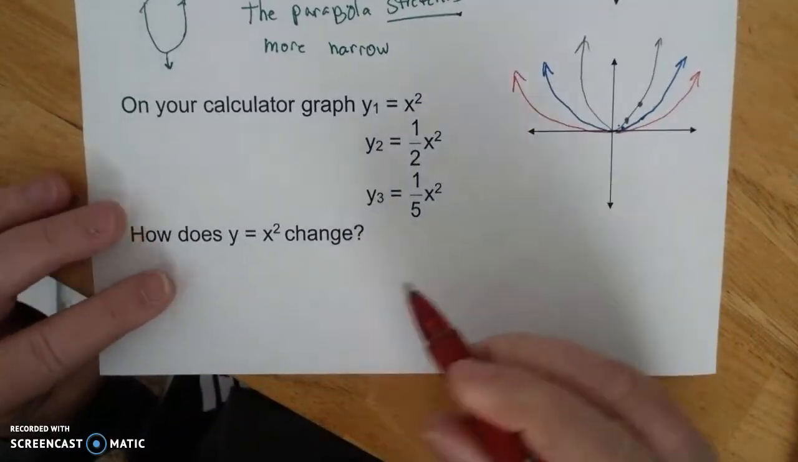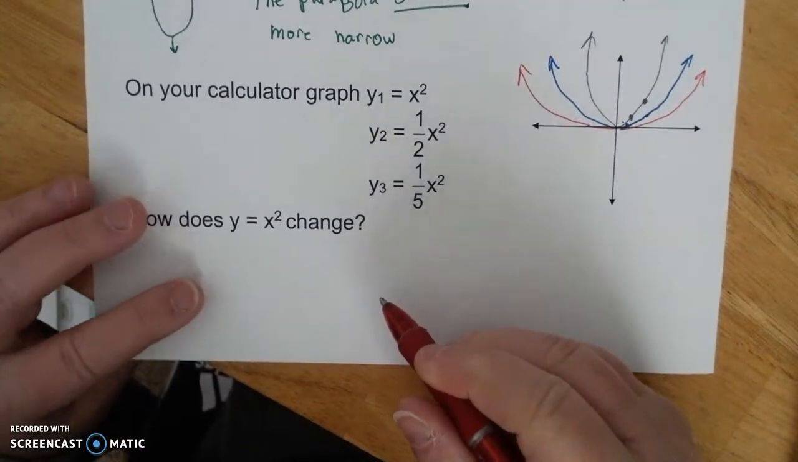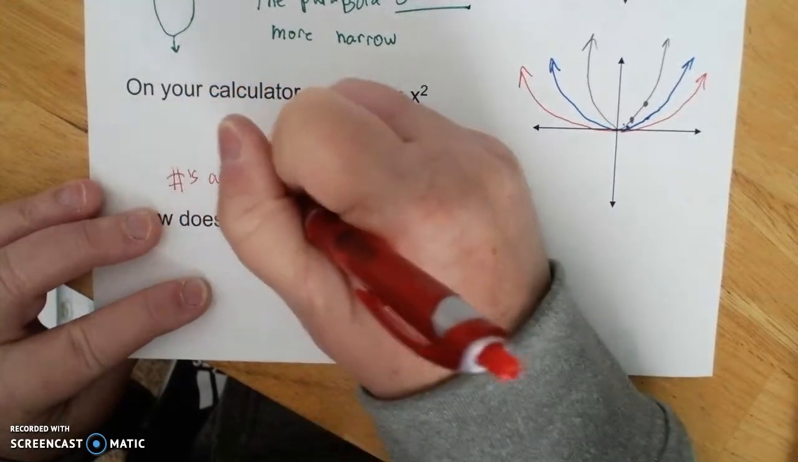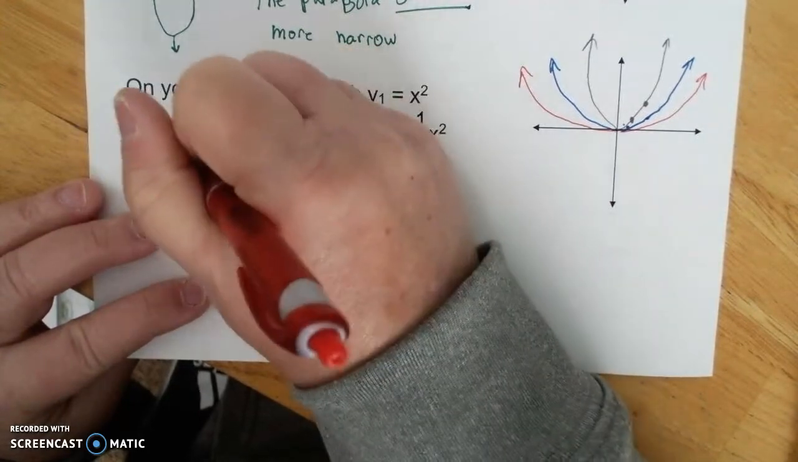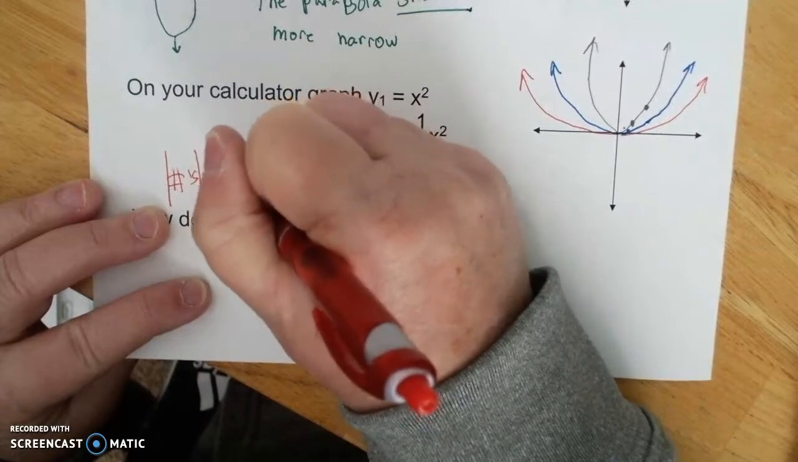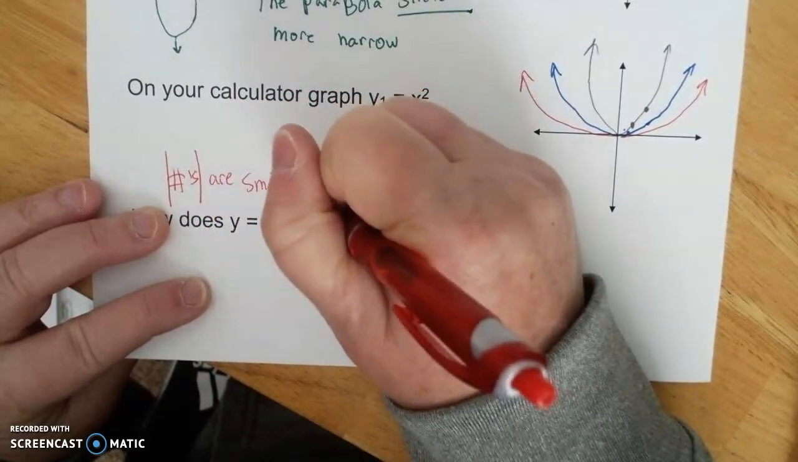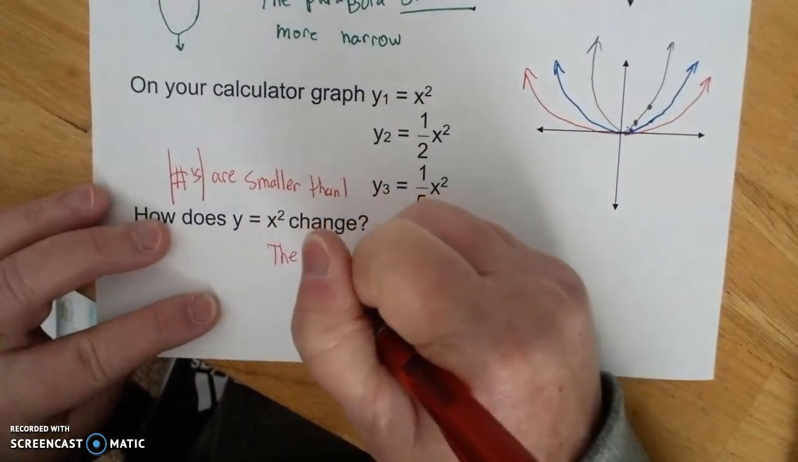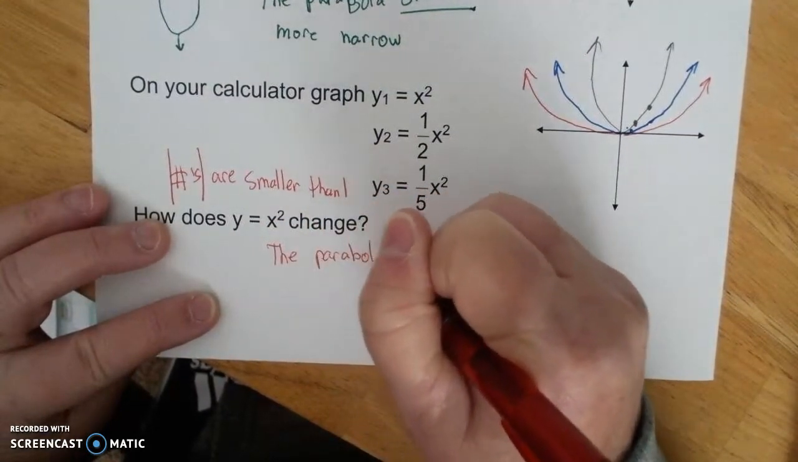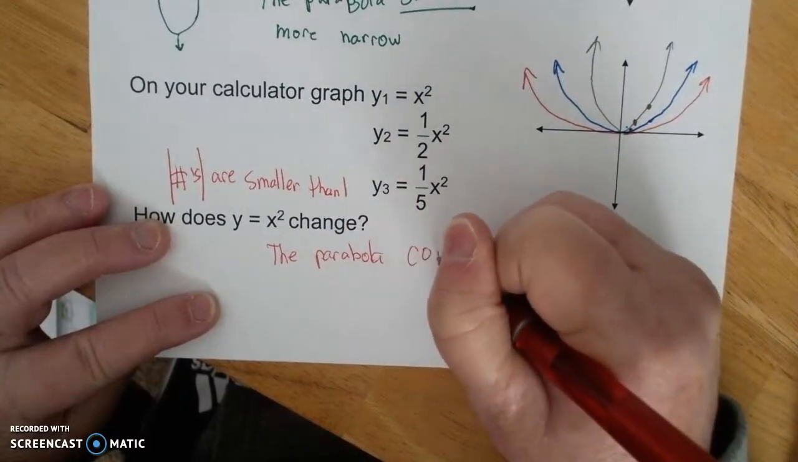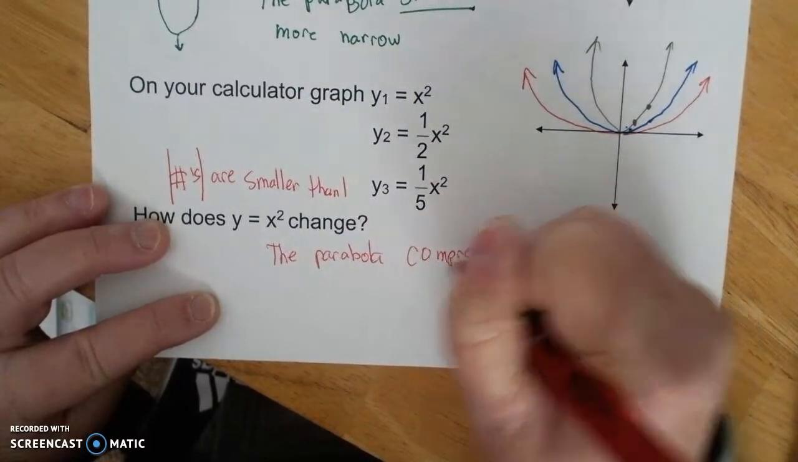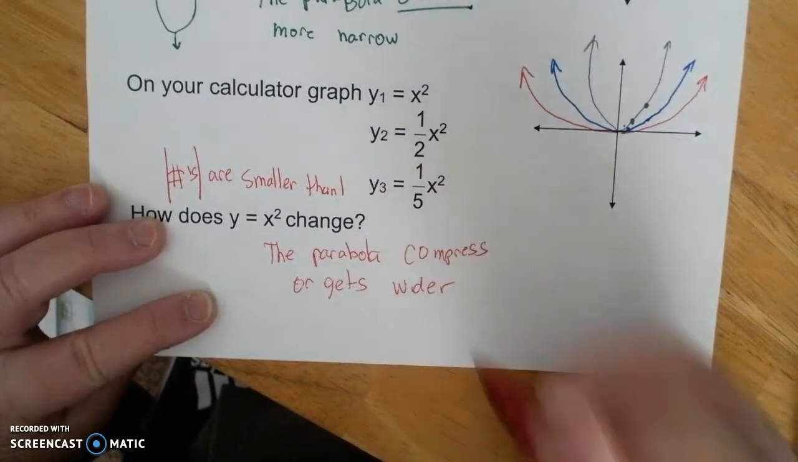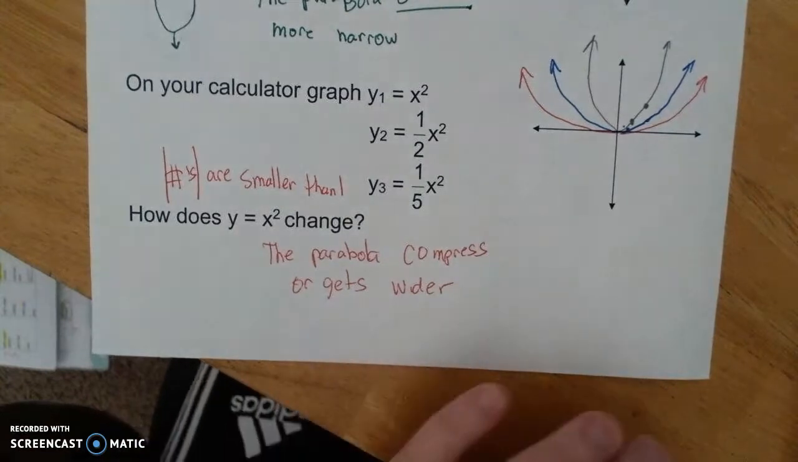And so how does x squared change? When the absolute value numbers are smaller than 1, the parabola compresses or gets wider.